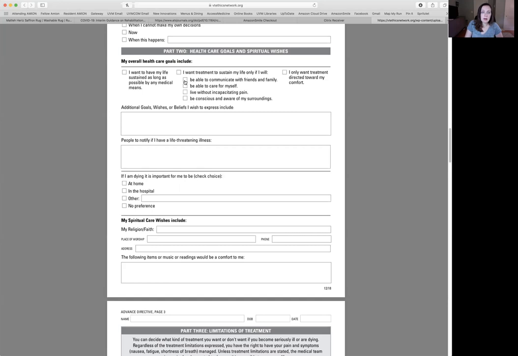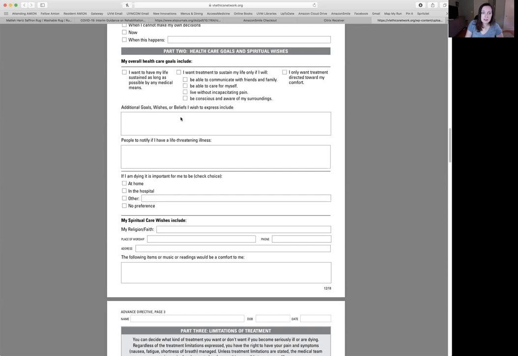So maybe not being able to talk is not necessarily your priority, but living without pain would be. This is where you would clarify that. And then some people, when they're filling this out, are really transitioning to more of a comfort-based plan or a palliative plan. In that case, they only want therapies that are directed at symptom relief, pain control, things that improve quality of life only. And that would be a comfort-directed plan in this column.